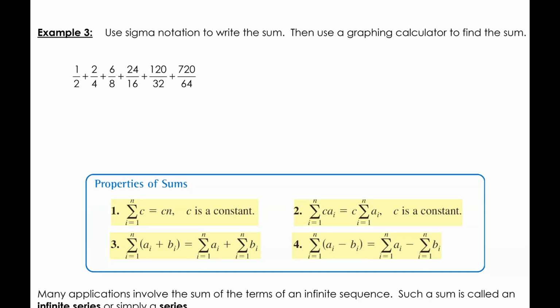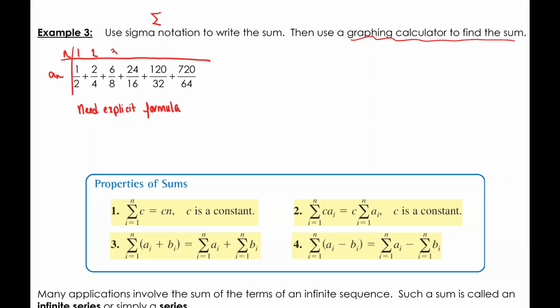Looking at example 3, use sigma notation to write the sum. Okay, so that means that we're going to write it with this new way, and then use a graphing calculator to find the sum. So what we have to do then is we have to figure out the explicit formula. And that's what we did yesterday. Okay, so again, n is the position, and then a sub n is the term's value. So here we go with term number 1, term number 2, 3, 4, 5, and 6.